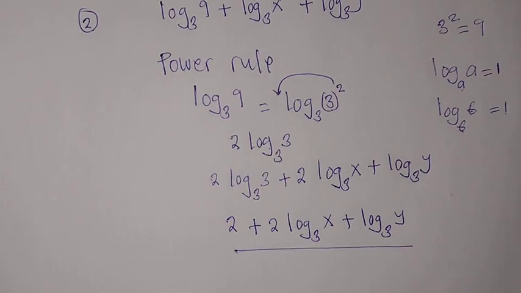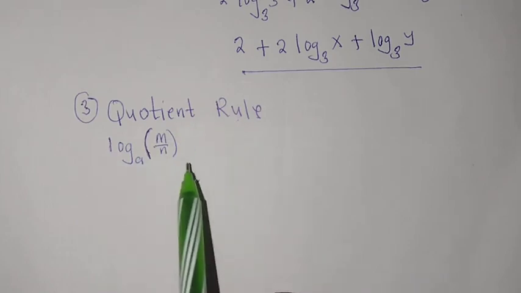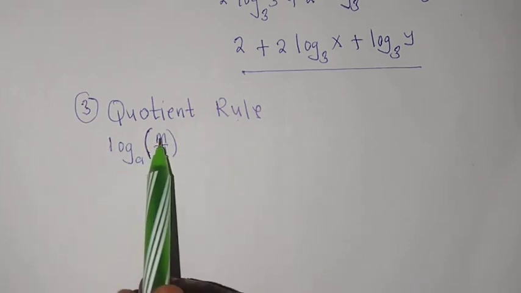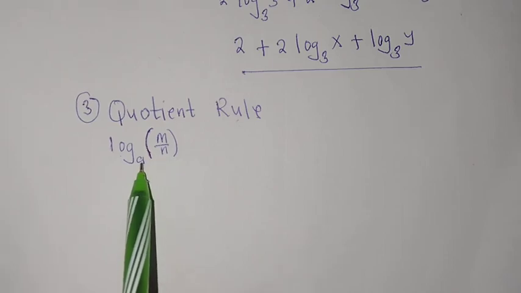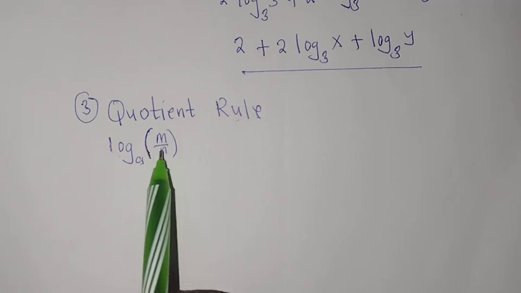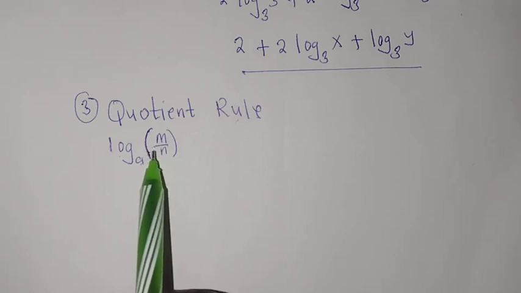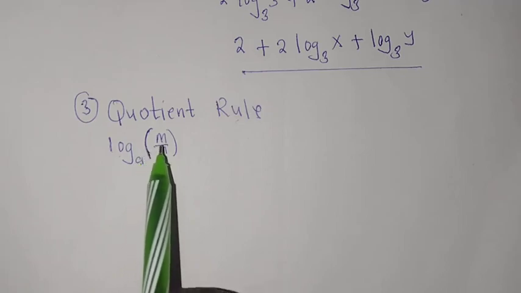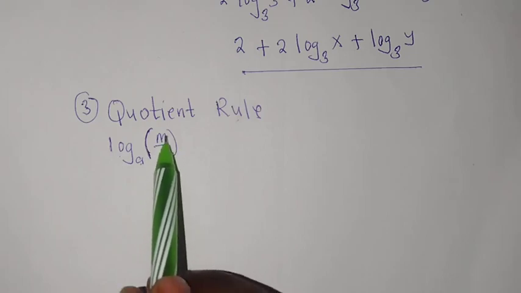Okay, so we now move on to another rule. All right, so we now come to the quotient rule. If you have log m over n with a base of a, the quotient rule states that the logarithm of the quotient is the difference of the logarithms of the dividend and the divisor. So we have the dividend and the divisor, so we're going to find their difference.